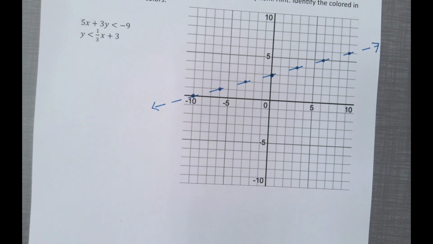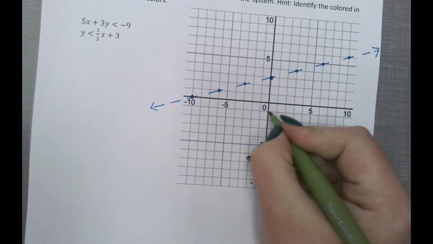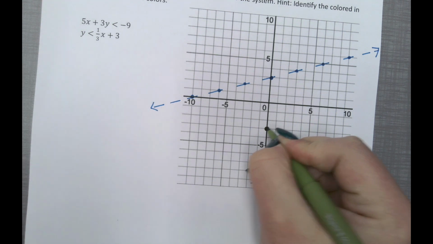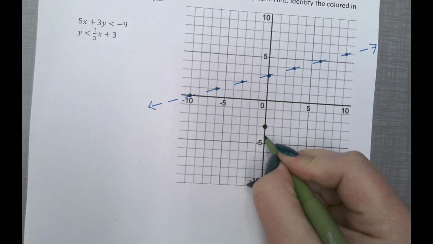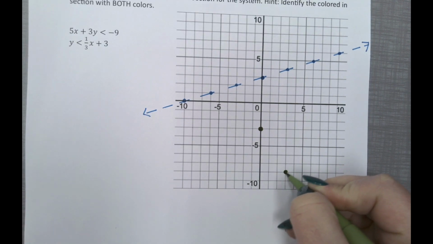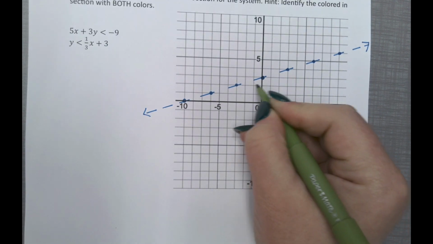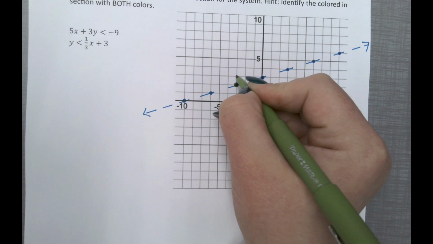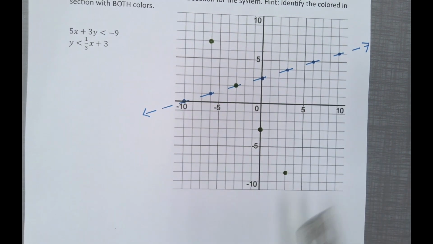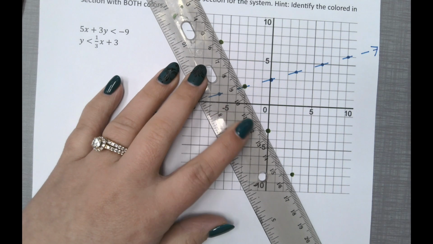Okay? Then I'm going to graph the second equation that was in green. And we're going to start at -3. 1, 2, 3. And I'm going to go down 5. 1, 2, 3, 4, 5. 1, 2, 3. 1, 2, 3, 4, 5. 1, 2, 3. Now, there is an intersection between these two lines.